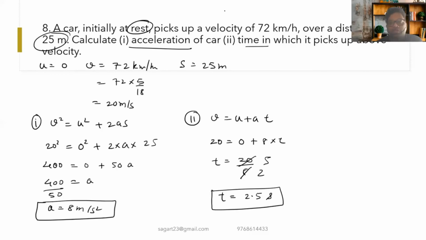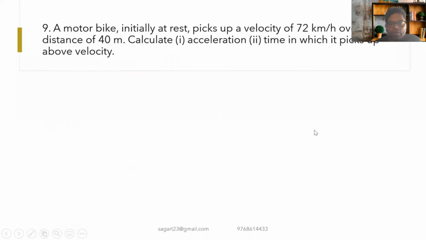Okay, any questions ahead? Now we have a motorbike initially at rest.